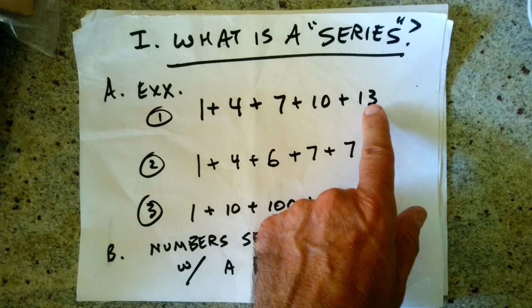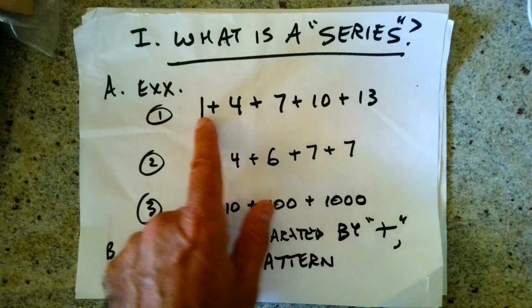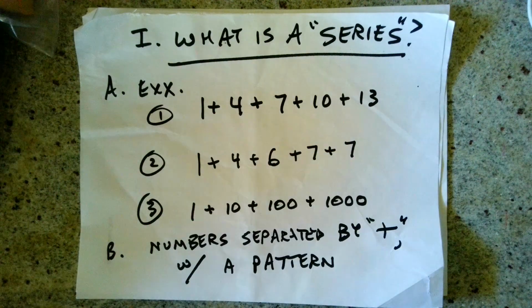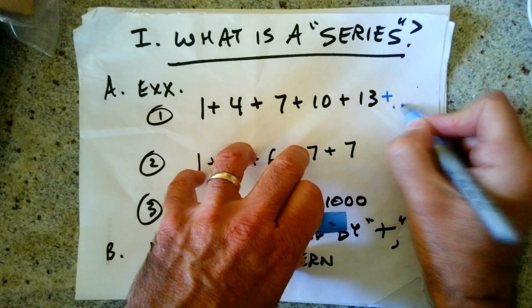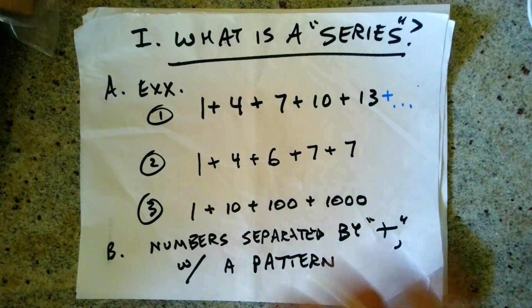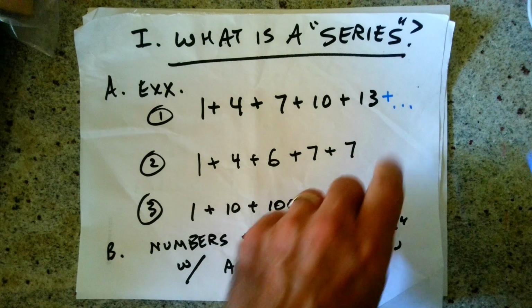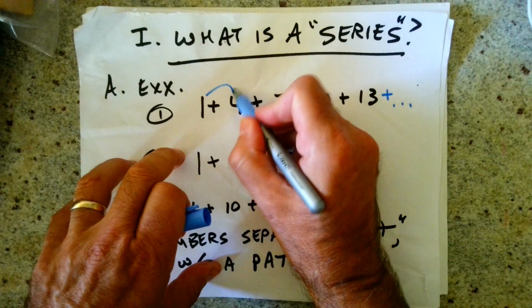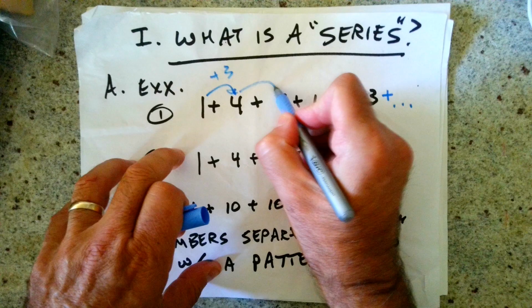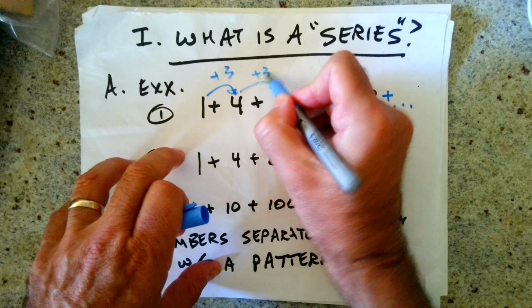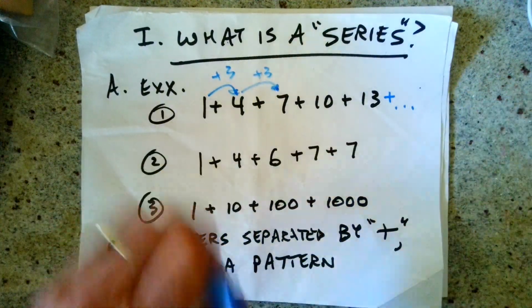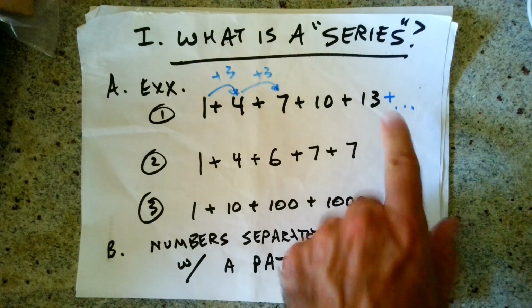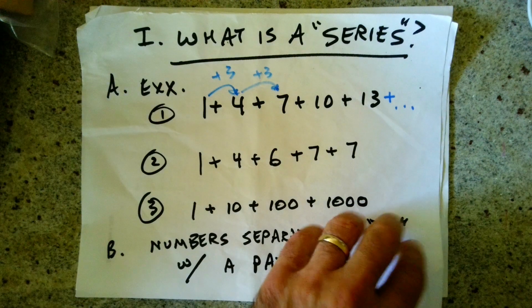Series can end, like this one has 5 terms, 1, 2, 3, 4, 5. Or if we write plus ..., it means we understand that we can write as many terms as we want following the same pattern. So for this series, for example, each one you're adding 3. For each term you're adding 3 to the term that came before, and we could do that forever. So it has a pattern, so we could write as many terms as we need to.